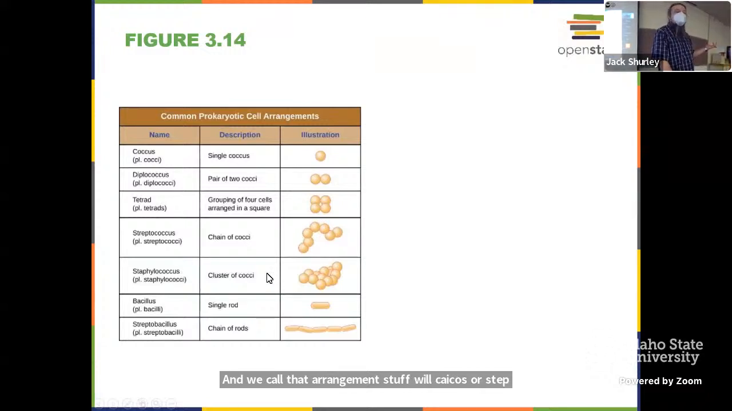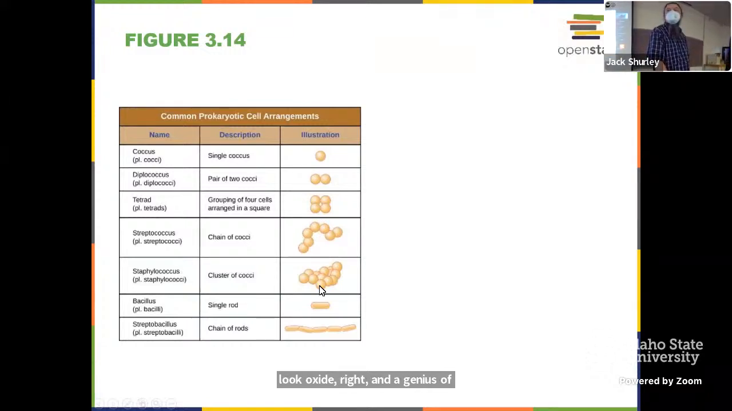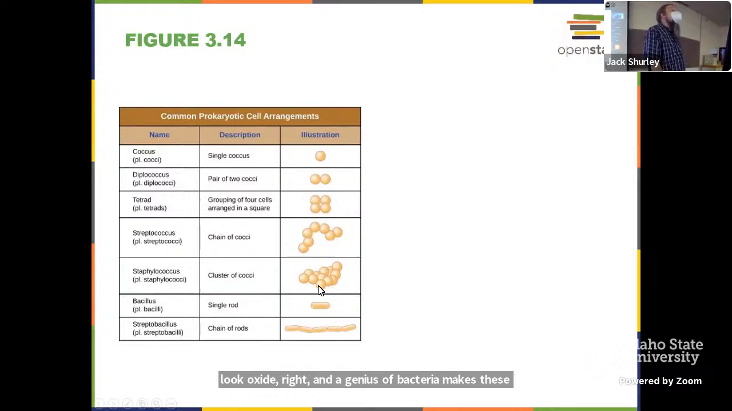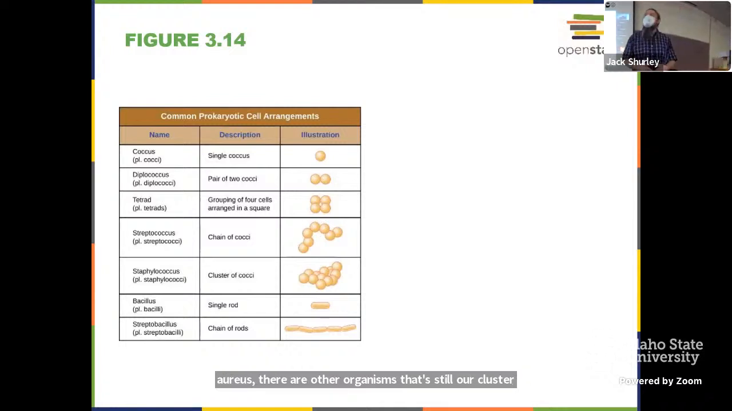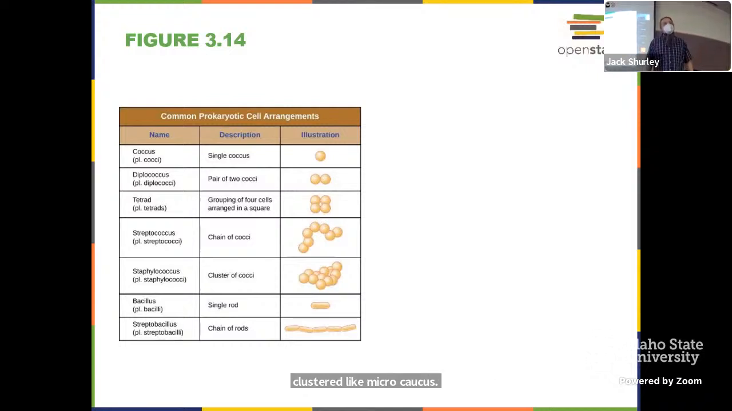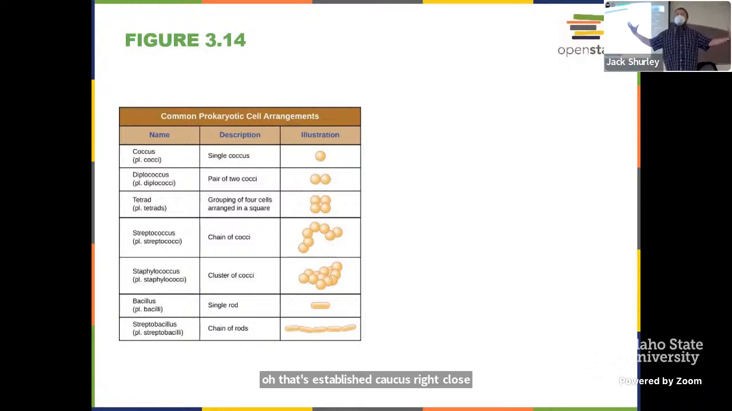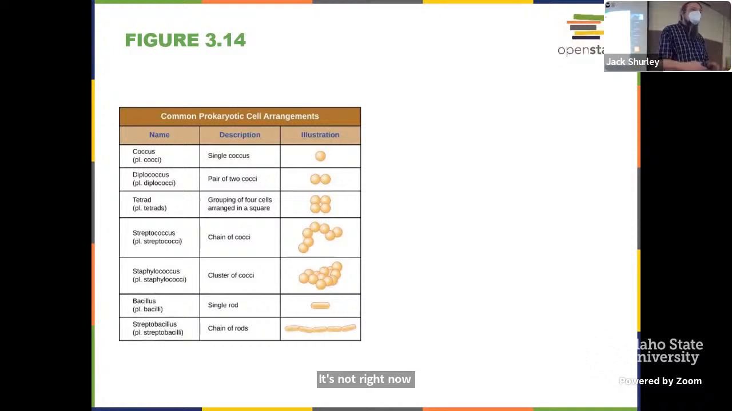And a genus of bacteria makes these types of shapes as well. But just because you see that doesn't necessarily mean that you're looking at Staph aureus, right? Staphylococcus aureus. There are other organisms that still are clustered, like Micrococcus. And so you can't just gram stain it up and be like, oh, that's a Staphylococcus, right? Morphologically, yes, that is how we describe it, but genus-wise, that's not, right? That lends to some confusion, right? When we start thinking about it.